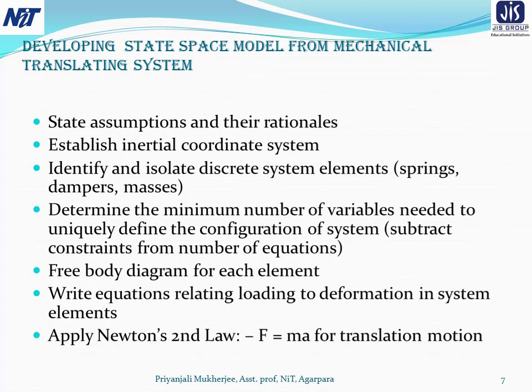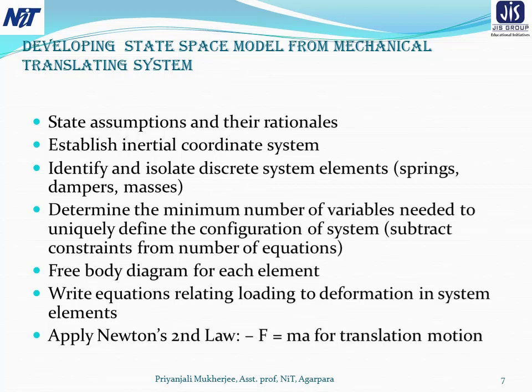If we consider electrical and mechanical systems, in the case of a mechanical system, the potential energy and the kinetic energy of a mass are functions of the position and velocity of the mass. Therefore, the position, displacement and the velocity can be chosen as the state variables. Here we will develop the state space model from the mechanical translating system.